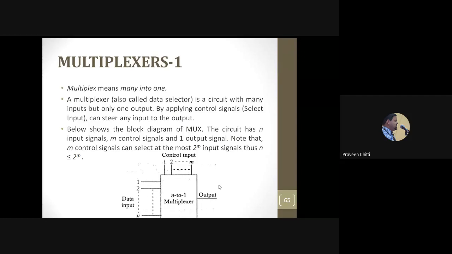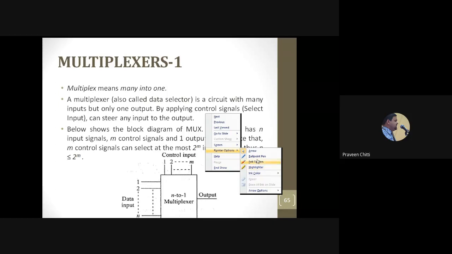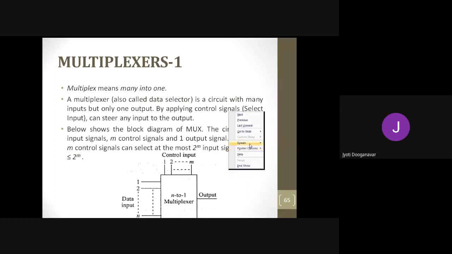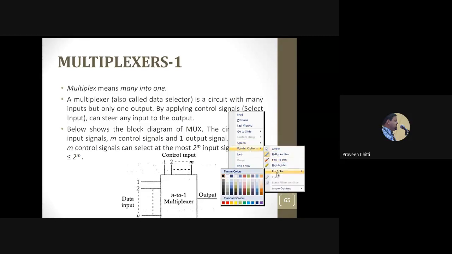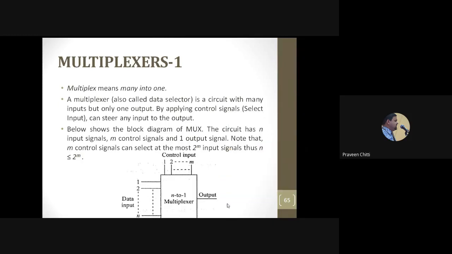So here I have shown the general block diagram of the multiplexer. What can you see in the general block diagram of the multiplexer? N number of inputs and M number of select lines. Yeah, N number of inputs and M number of select lines. So in particular, normally we consider it as 2 to the power N, and M is nothing but N, that many select lines should be there.